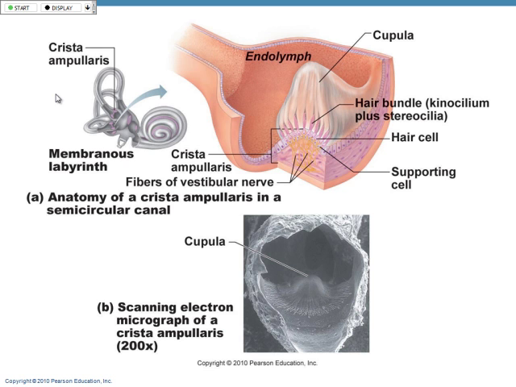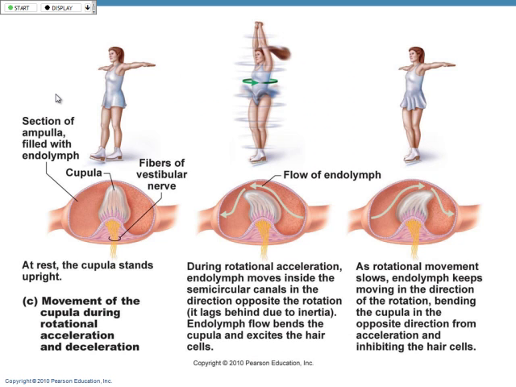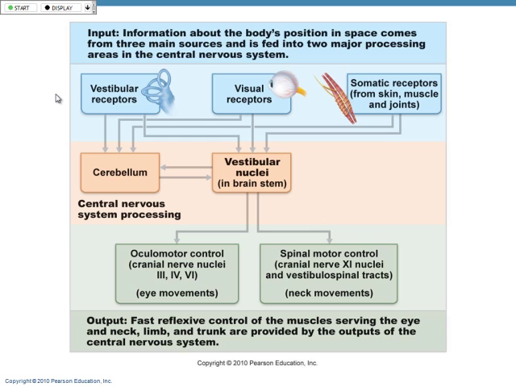So that's my region where I'm going to find all of those wonderful little receptors. And again, different direction is going to help with different bits of information for processing with respect to equilibrium. So, input. Information about the body's position in space comes from three main sources. Those receptors that we're going to find in the inner ear, your visual cues. What else?